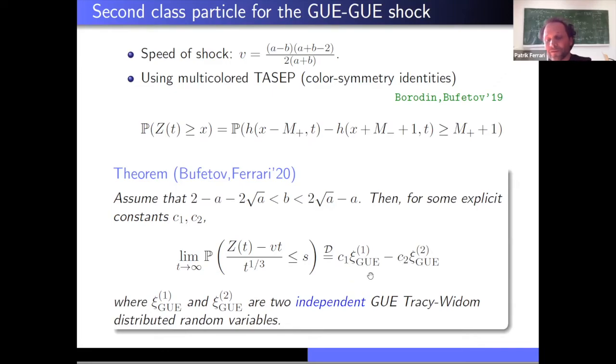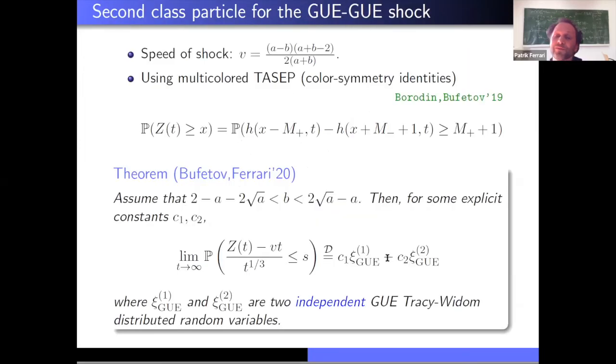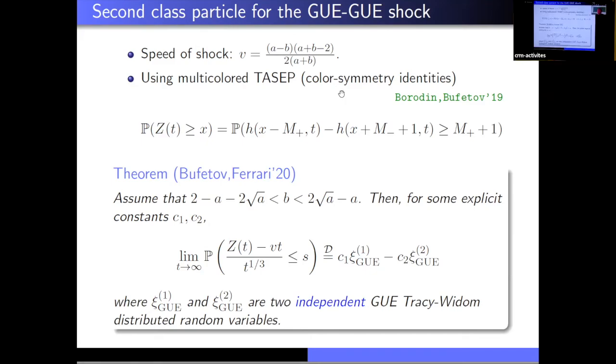The GUE comes from the fact that we are looking at the rarefaction fan here to the left and here. If you had the same as we did with Promit and Peter with flat, with constant density, then you have GUE. This is the last result I wanted to finish, since anyway the time is essentially over. Okay, thank you very much.